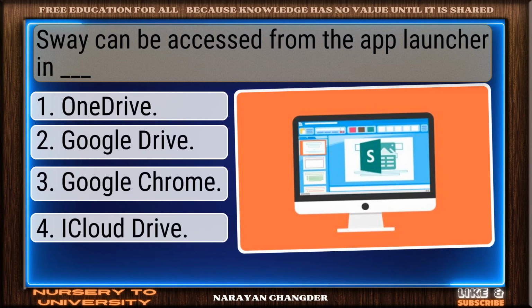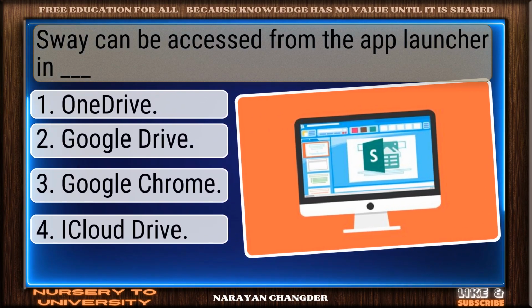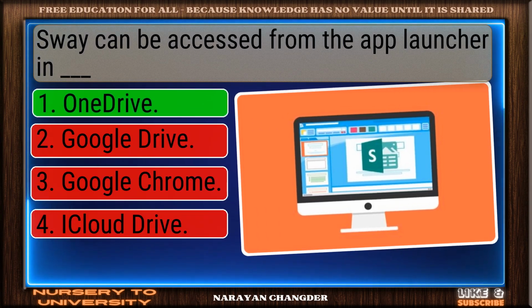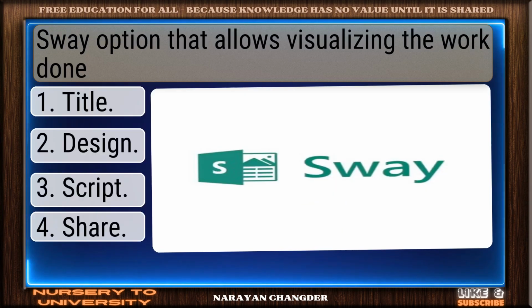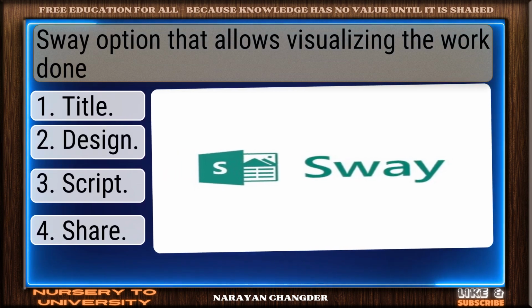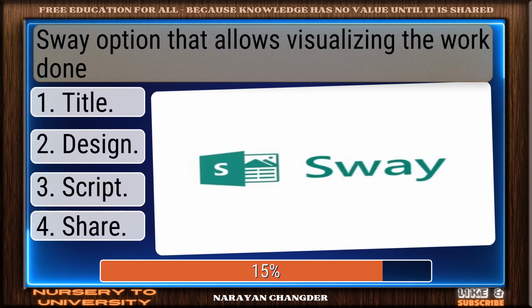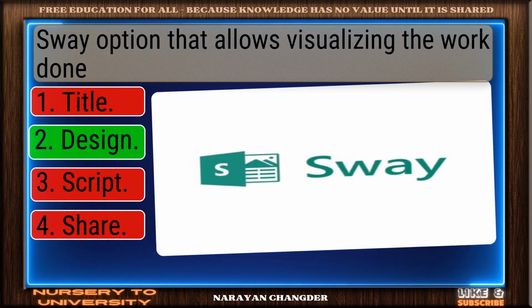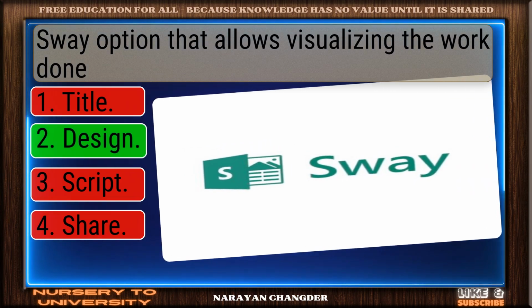Question number 47. Sway can be accessed from the app launcher in Dash. Well reasoned. OneDrive is the correct choice. Question number 48. Sway option that allows visualizing the work done. Clear logic. Your choice design is sound and 100% true.